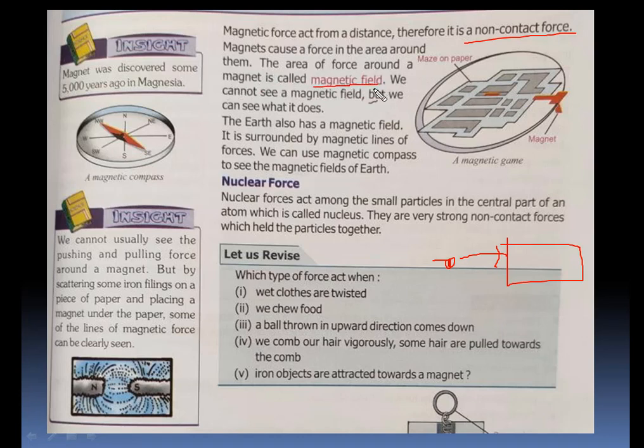Now see this. Suppose this is a magnet. Within this region, within this area, if you bring a certain object, suppose a piece of iron, then it is going to be attracted by the magnet. That is the region. So this area, this region in which if you bring a piece of iron, then it is going to be attracted, that region is called the magnetic field.